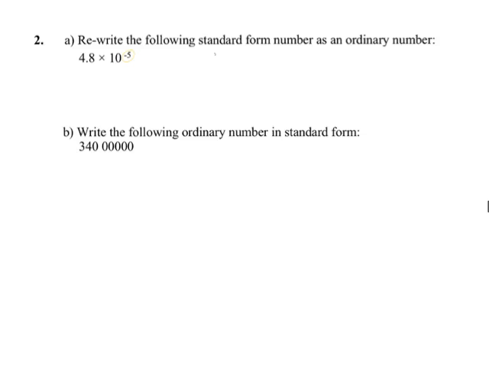First thing we noticed from 2a is the negative index. That tells me that this number is a small number. So I'm going to start with 4.8 and I'm going to make the number smaller by moving the decimal to the left-hand side. Smaller goes to the left.